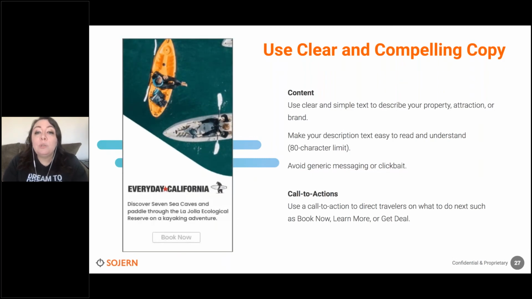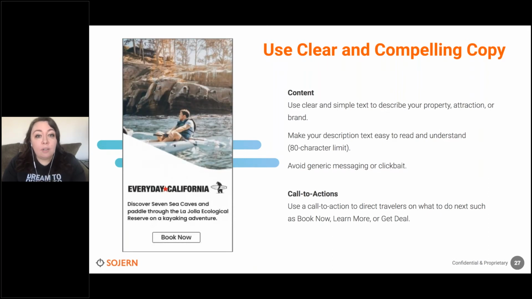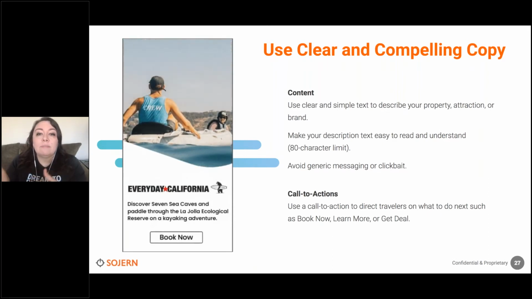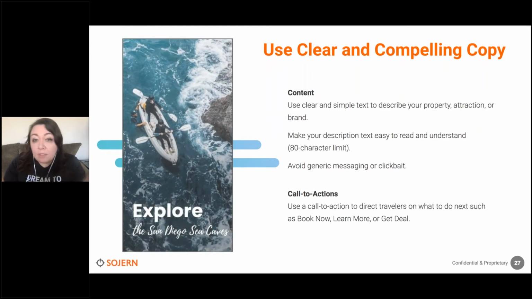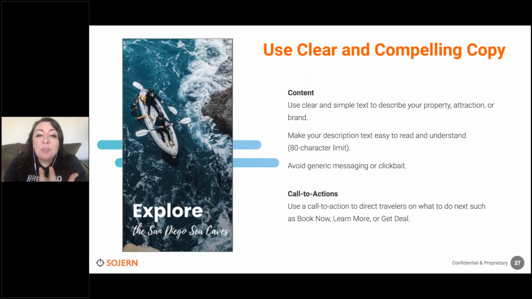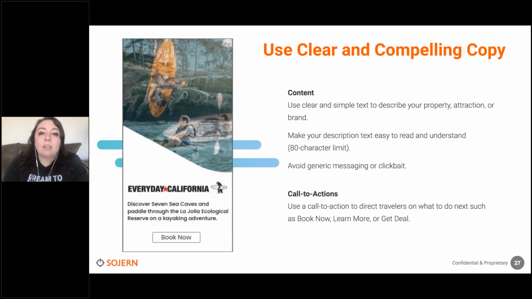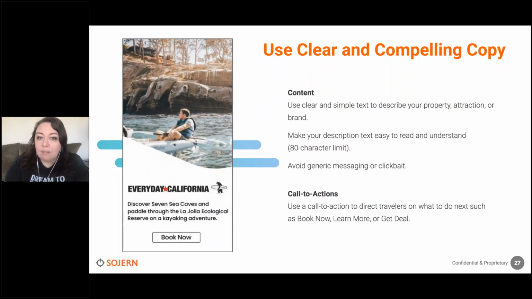But be sure to avoid using copy that's not generic or could be considered clickbait, such as, "You won't believe the special we have going on." This could cause travelers to lose trust in you and your brand and could require quite a bit of time just to regain that trust with them again.